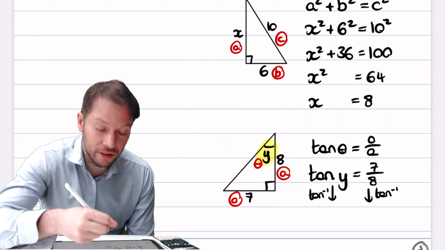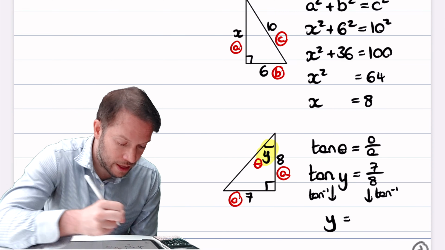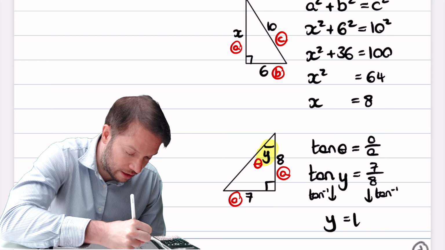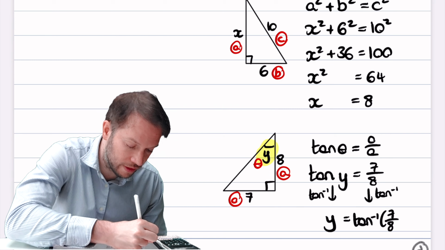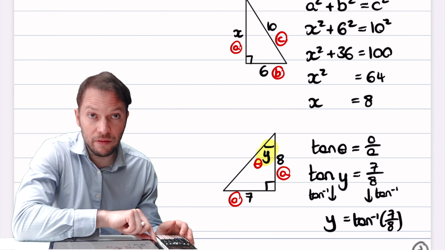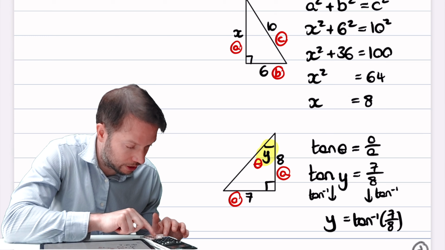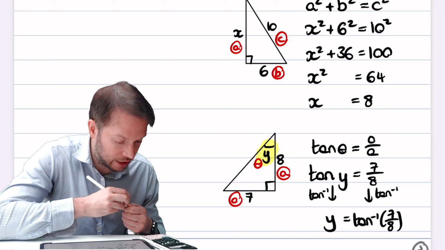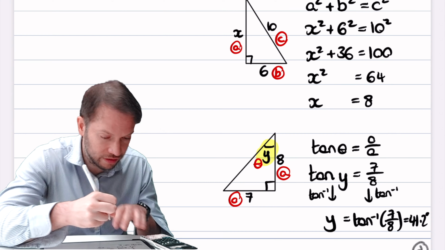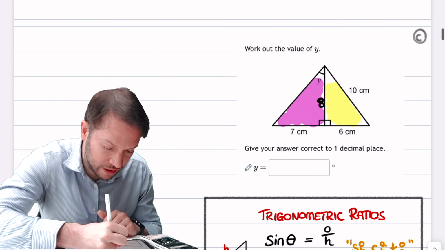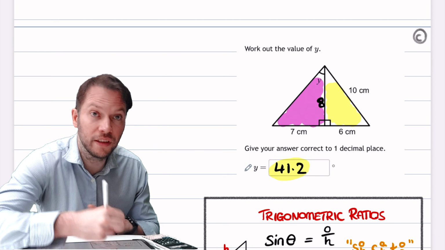So the left-hand side, the inverse tan just cancels out the tan. You're just left with y. And then the right-hand side, we're going to do inverse tan of 7/8, like this. And to get inverse tan in your calculator, you just do shift tan. And then I do 7 over 8. And that's going to give me 41.2 degrees. So let's put that in. Is it to one decimal place? Yes, it is. 41.2 degrees is the answer. And we're done.